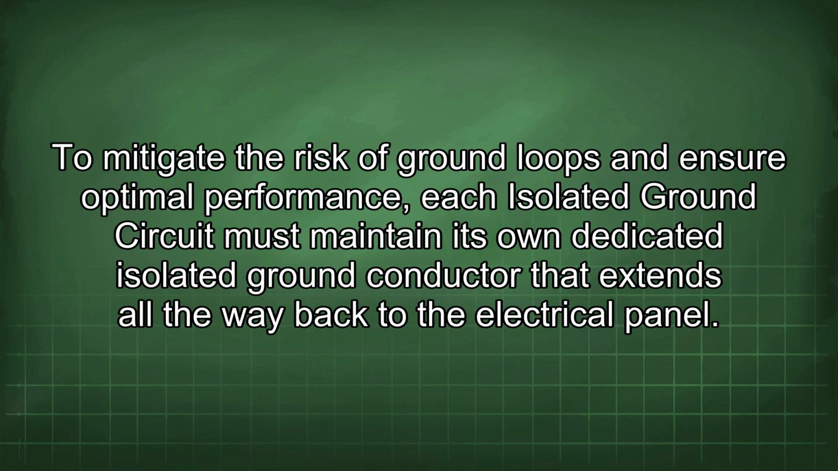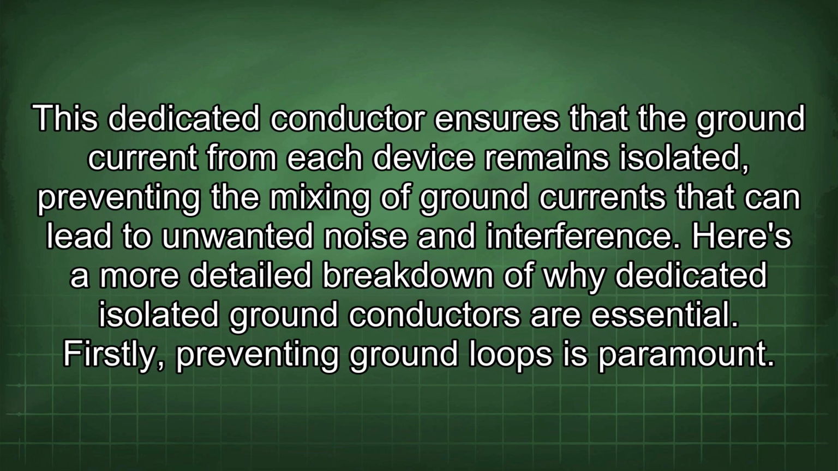To mitigate the risk of ground loops and ensure optimal performance, each isolated ground circuit must maintain its own dedicated isolated ground conductor that extends all the way back to the electrical panel. This dedicated conductor ensures that the ground current from each device remains isolated, preventing the mixing of ground currents that can lead to unwanted noise and interference. Here's a more detailed breakdown of why dedicated isolated ground conductors are essential.